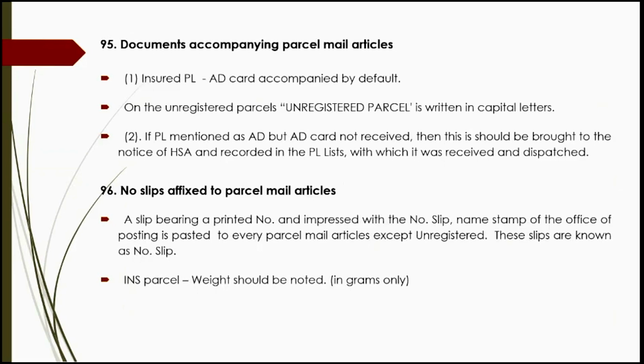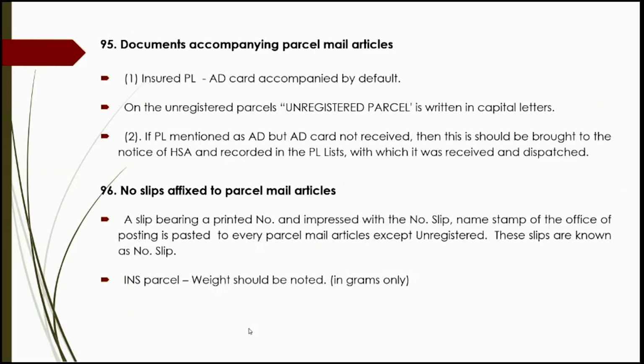Suppose there is a letter on it, RPL, which means registered parcel with AD, but the acknowledgement is not received. Then what do you do with it? You have to record it in the parcel list and bring it to the notice of the head sorting assistant. It is written that it is accompanied with an acknowledgement card, but there is no card with it. Record it in the parcel list, bring it to the notice of the HSA, and then proceed in the normal due course.